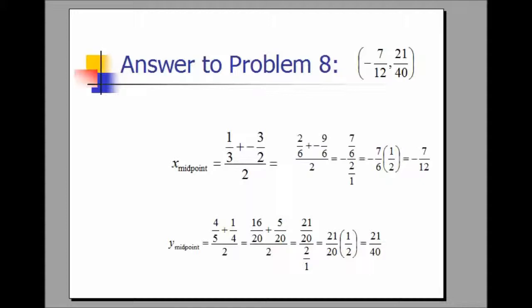Adding gives 21 over 20 divided by 2 over 1. To divide, we multiply by the reciprocal of the bottom fraction. This gives us 21 over 20 times 1/2 is 21 over 40. Therefore, the midpoint is (-7/12, 21/40).